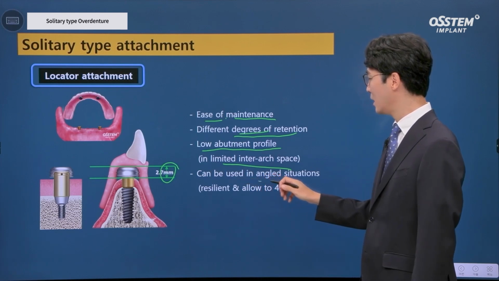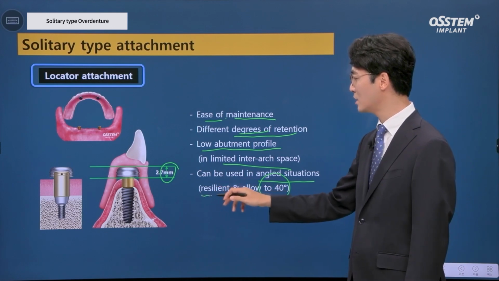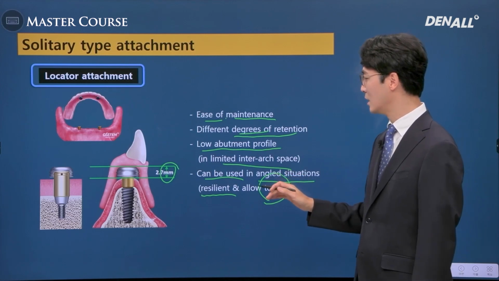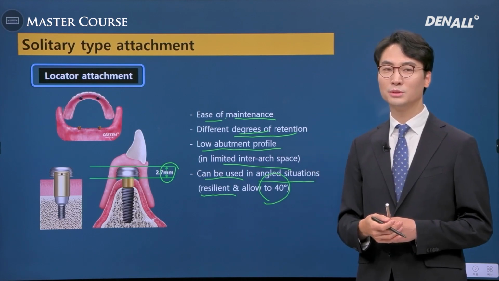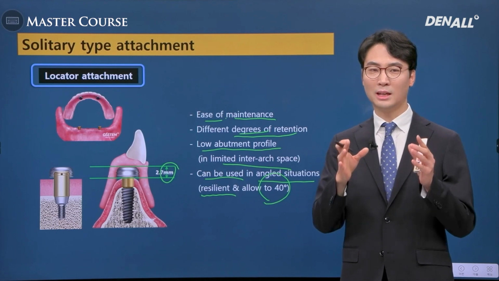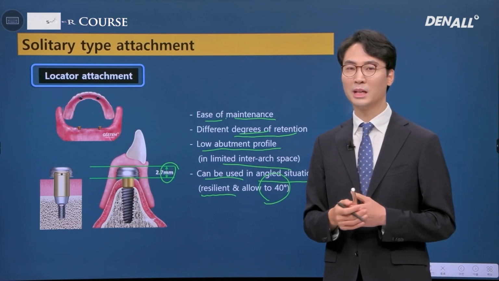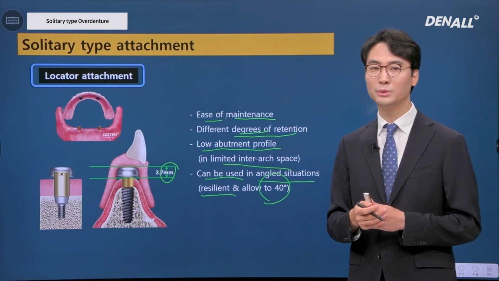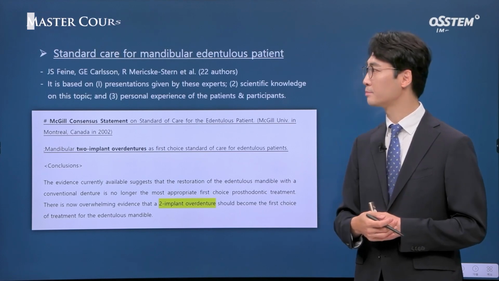If you look at the manual and textbook, in an angled situation, even if there is about 40 degrees of deviation, because the attachment is resilient, you can use it. Physically, it's not impossible, but if you are to use two or multiple solitary type attachments, the paths of the multiple implants placed should be parallel or close to parallel in order to get ideal results. Then it'll lead to less wear of the component and wear of the attachment will be reduced, so we can manage it more easily.